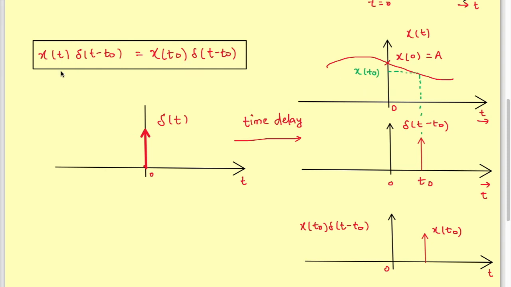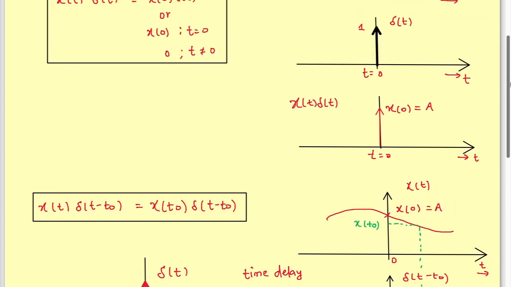Okay, so what we need to do, we need to replace our signal where impulse is present. Here in this case impulse is present at time t equal to t naught. So just replace the signal where our impulse is present. Okay, so I think it is very fine.